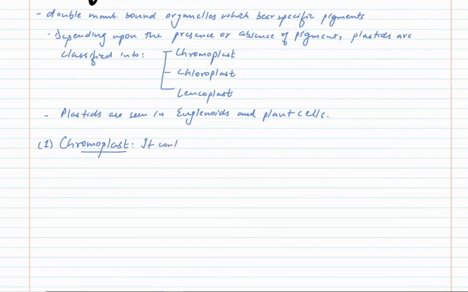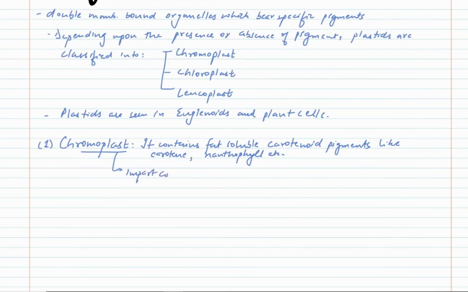It contains fat soluble carotenoid pigments like carotene, xanthophyll, etc. These chromoplasts impart colors to different parts of the plant, such as orange color, yellow color, etc.